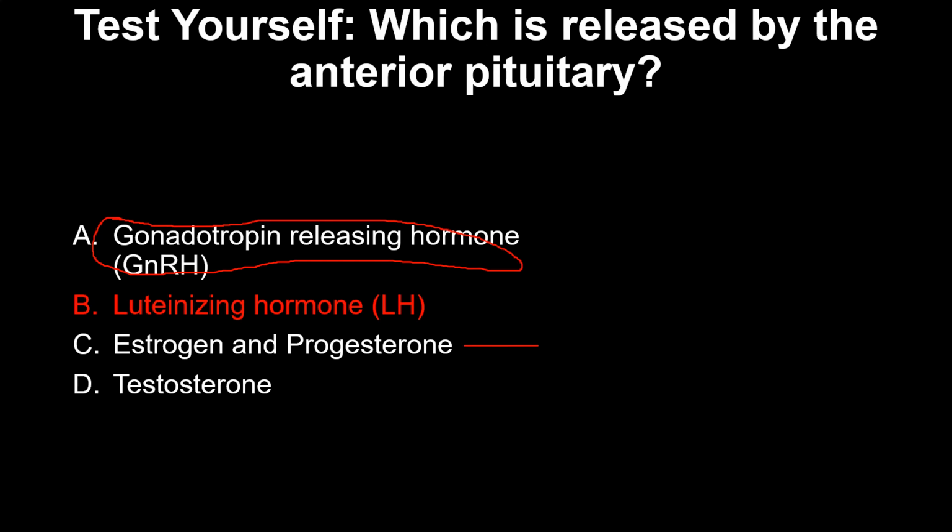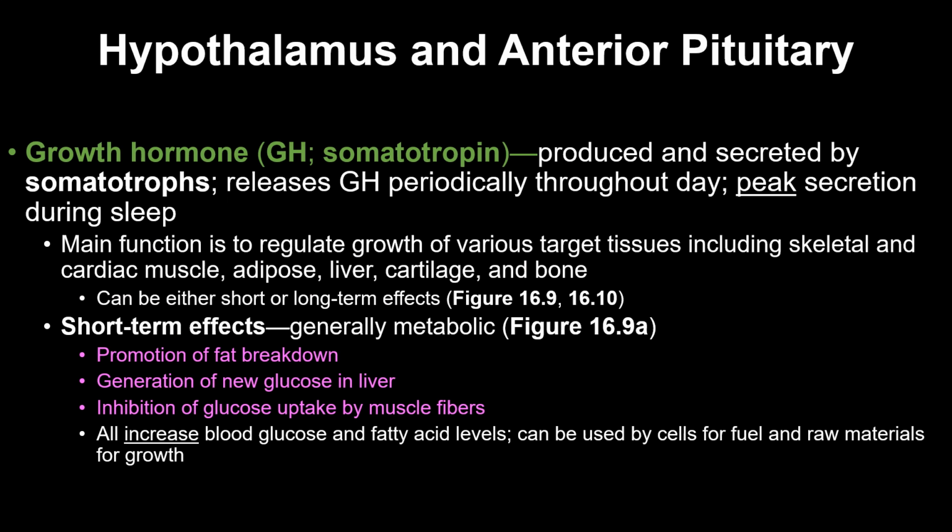These are produced by the ovaries, and this is produced by the testes. So luteinizing hormone is the only one actually produced by the anterior pituitary. Now we're going to talk about some hormones produced by the anterior pituitary that have a little bit more widespread effects. The first of which is growth hormone.